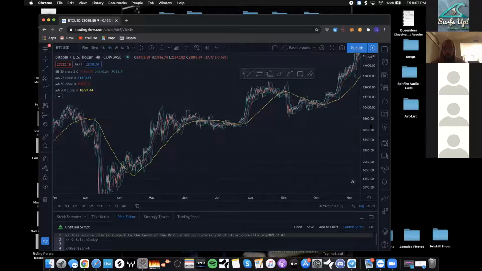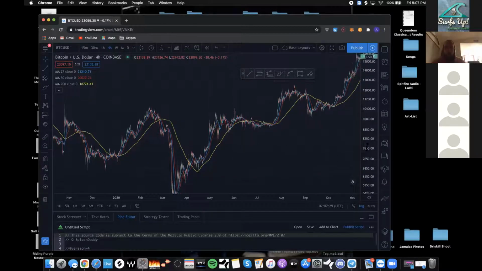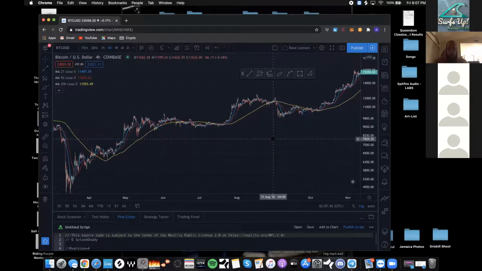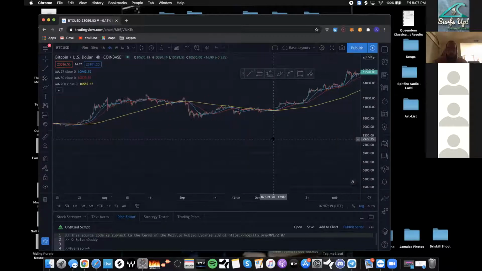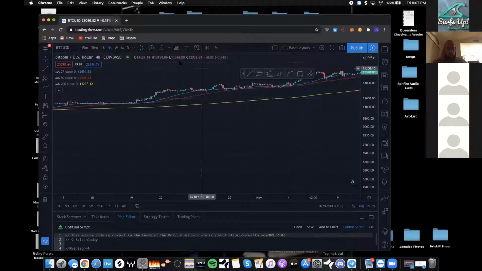Get rid of your Bollinger Bands, your BB. You can just leave them there, but hit the little eyeball and it'll turn them off. Zoom in a little bit. You're on a 4 hour. I'm looking at a 3 day, so that's why.